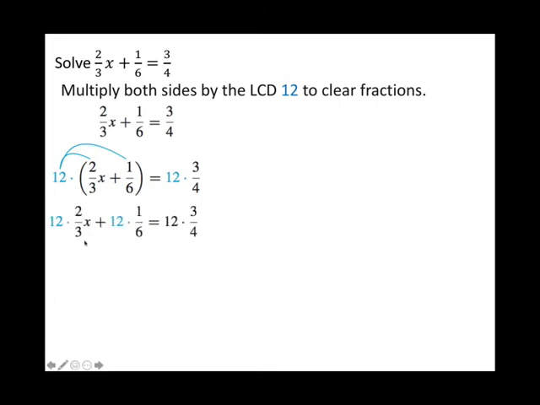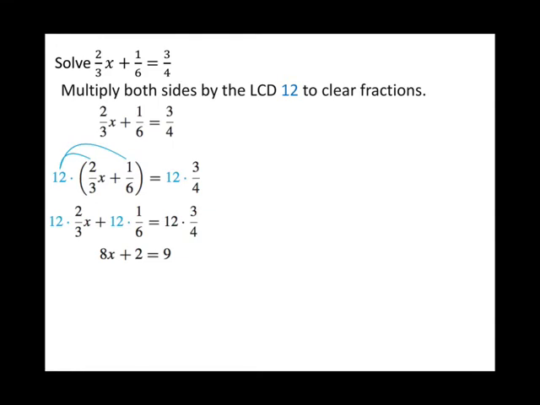Here, simplify before you multiply. I have 12 divided by 3, I'm going to get 4 here. 4 times 2, you're going to get 8. 12 divided by 6, you're going to get 2 here. So 8x plus 2 equal to 12 divided by 4, you're going to get 3. 3 times 3 will be equal to 9 here.